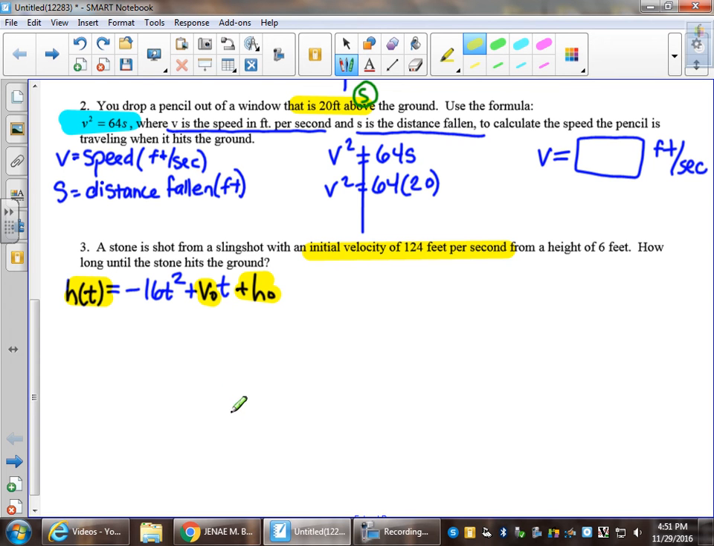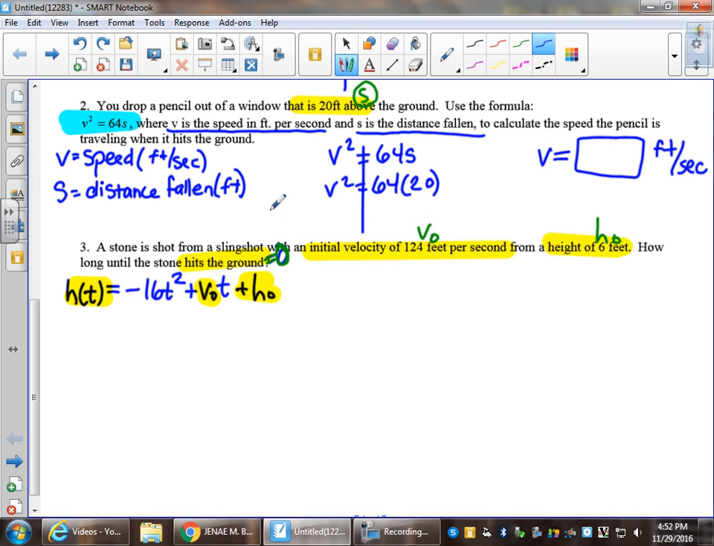What height is the question asking me for? What we just highlighted, those three little pieces, will come from the situation. I know my velocity is 124 feet per second from a height of 6 feet, and I'm asked, when does it hit the ground? Ground is 0. Here's my velocity, and it's from a height of 6 feet. So there's my h naught. And then we said ground is 0.